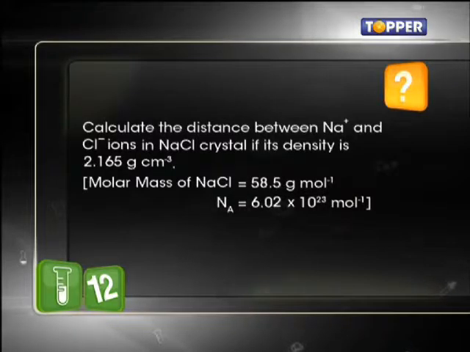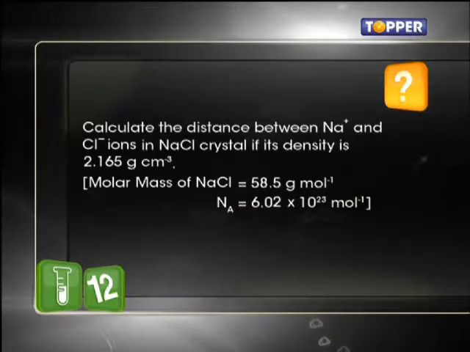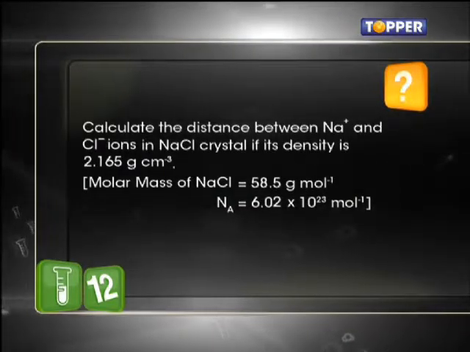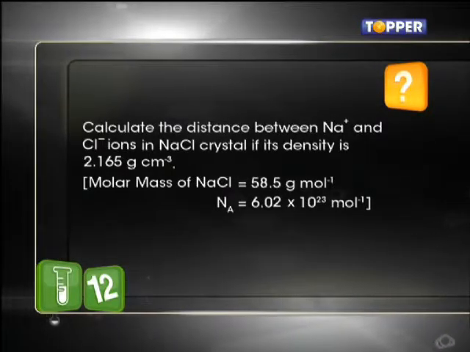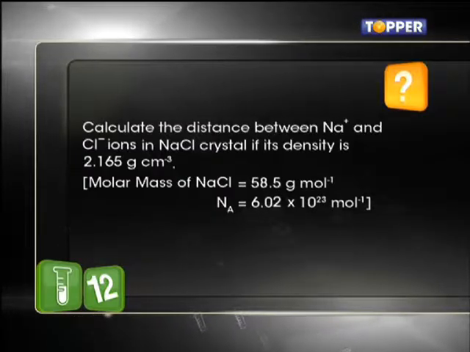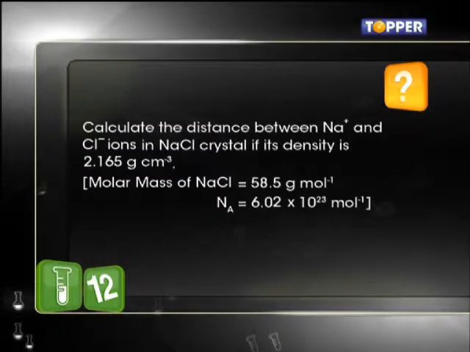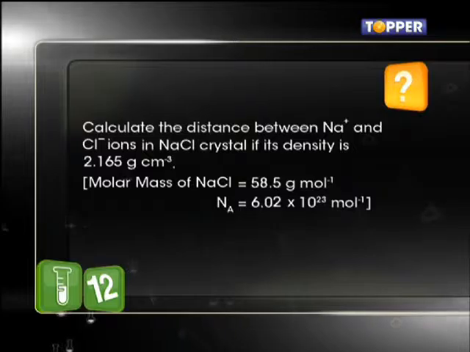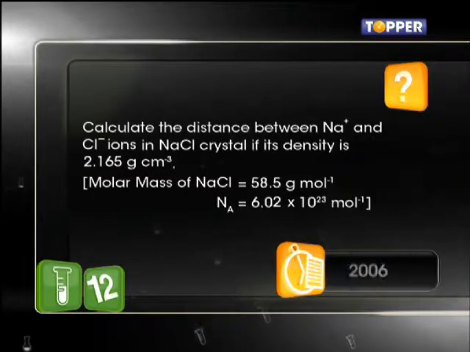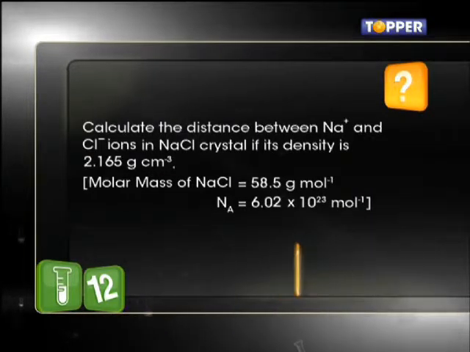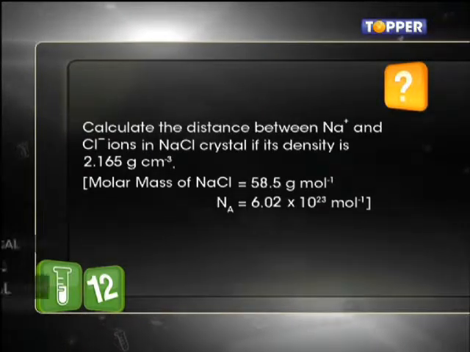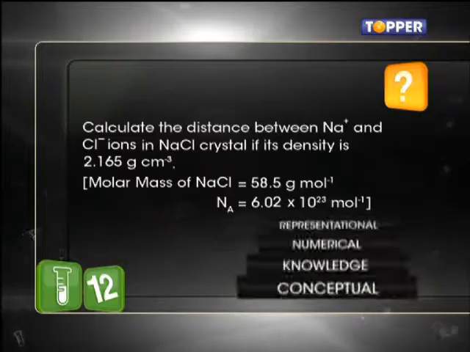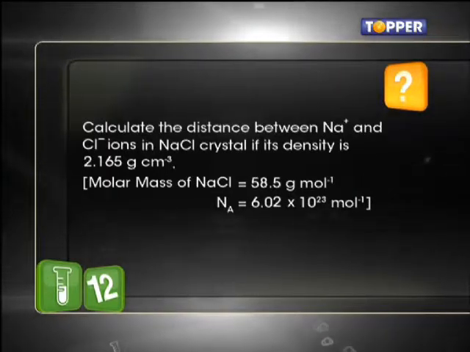Calculate the distance between Na+ and Cl- ions in NaCl crystal if its density is 2.165 grams per centimeter cube. Molar mass of sodium chloride is equal to 58.5 grams per mole. This question came in the 2006 examination. It is an average level query that tests your numerical ability. For 2 marks, here is how you must answer it.